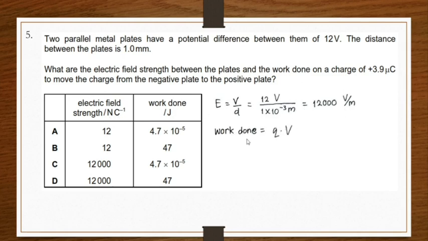Yeah, work done is equal to Q times V. V is the potential difference. So Q is the charge here, positive 3.9 times 10 to the minus 6 coulomb, microcoulomb, times the voltage. The potential difference is 12 volts. So you can calculate and you'll get 4.68 times 10 to the minus 5, and that will be equal to 4.7 times 10 to the minus 5 joules, and the answer will be C.